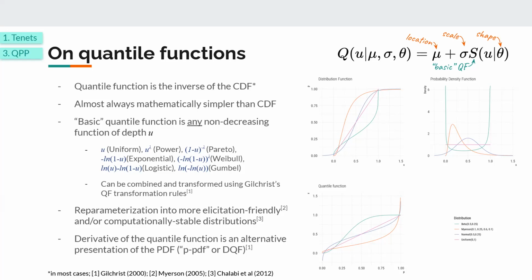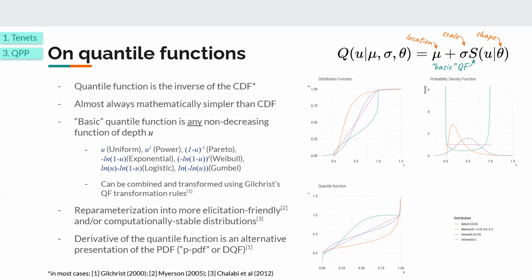And that's super nice because this basic quantile function can be any non-decreasing function. It doesn't have to be anything sophisticated. Look at these examples of basic quantile functions that I have here. If you just plug in u, you get uniform distribution. If you plug in u to the power of lambda, you get power distribution. If you plug in 1 minus u to the power of minus lambda, you get Pareto distribution. You plug in minus log of 1 minus u, it's exponential, and so on and so forth. This is just permutation of small changes, and that allows you to do quite a lot. And they can be combined and extended using the Gilchrist transformation rules, and there is a reference for it.